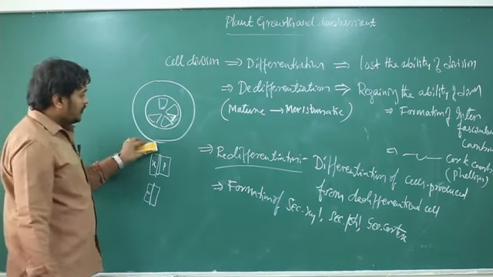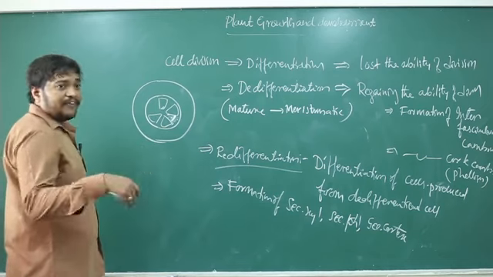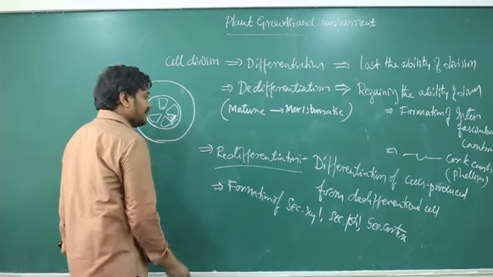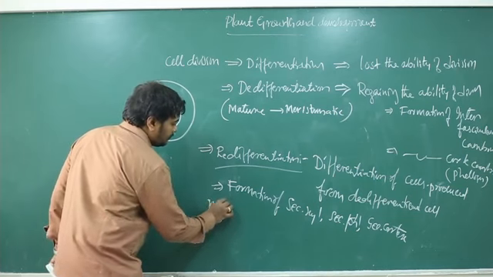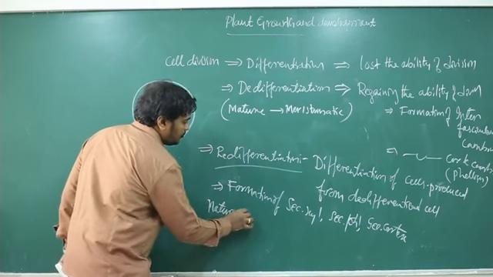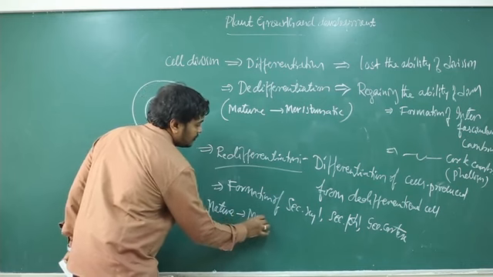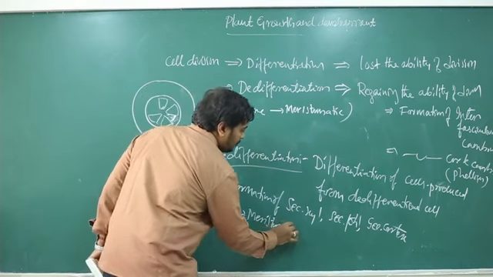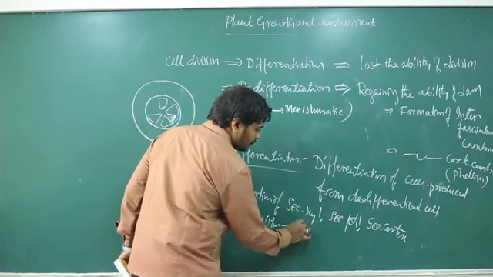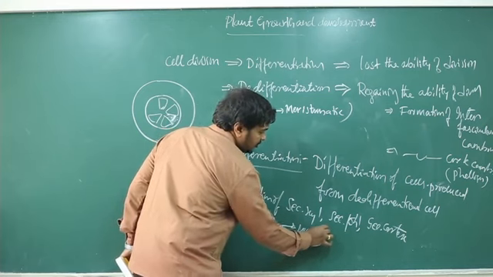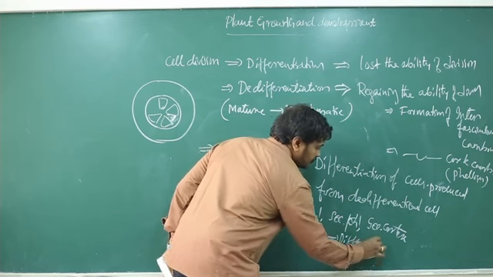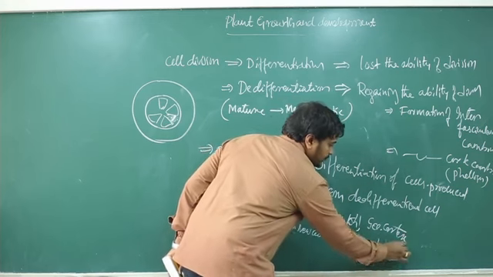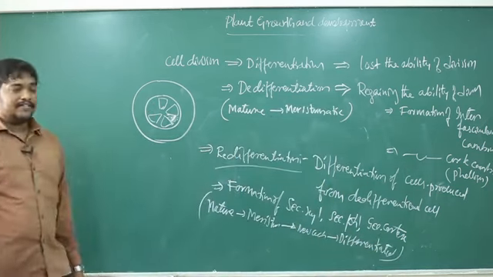Like that, the newly formed cell undergoes differentiation again. That process is redifferentiation. So redifferentiation is mature to meristem, meristem to new cells becoming differentiated. Okay, so that is redifferentiation.